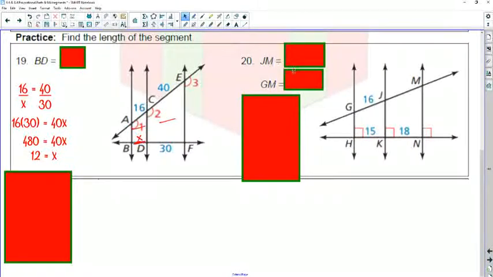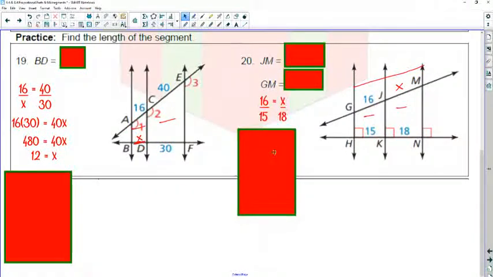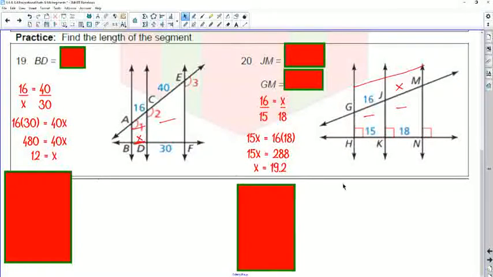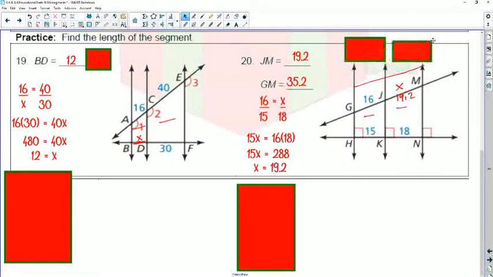Same thing over here. They're asking me to find JM. Well, if I find JM, then I can add it to GJ and get GM also, correct? So top over bottom, top over bottom. 16 over 15, x over 18. Cross multiply, and I get that this piece right here, x, is 19.2. If I add them together, I get 35.2.